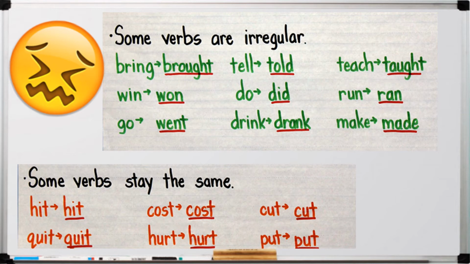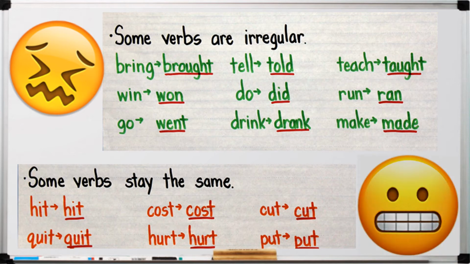And some verbs stay the same, like in the cases of hit, which are irregular, of course. Hit, hit, quit, quit, cost, cost, hurt, hurt, cut, cut, and put, put. These are easier to remember, right?